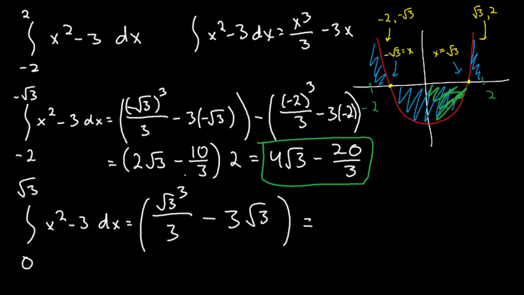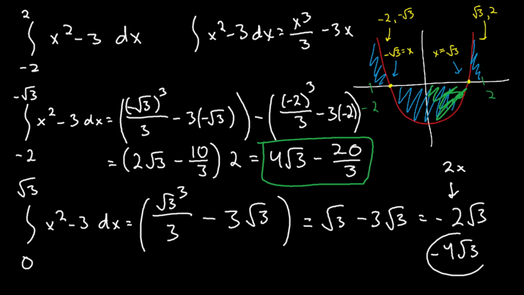Now, all this does is simplify to square root of 3 minus 3 square root of 3, which is just equal to negative 2 square root of 3. And that makes sense in this case, since the area is negative. And we just have to multiply this by 2, so 2x to get negative 4 square root of 3. And this area right here is the area under the x-axis.